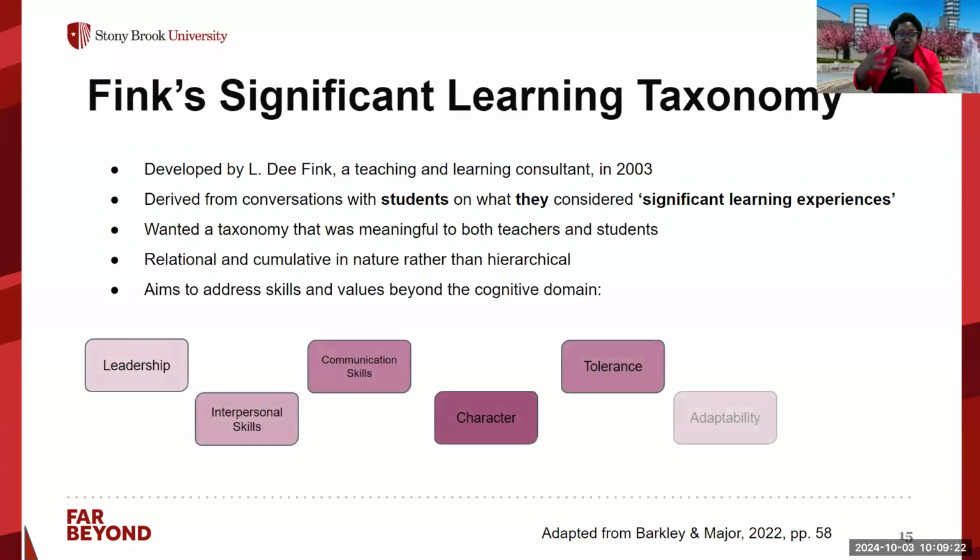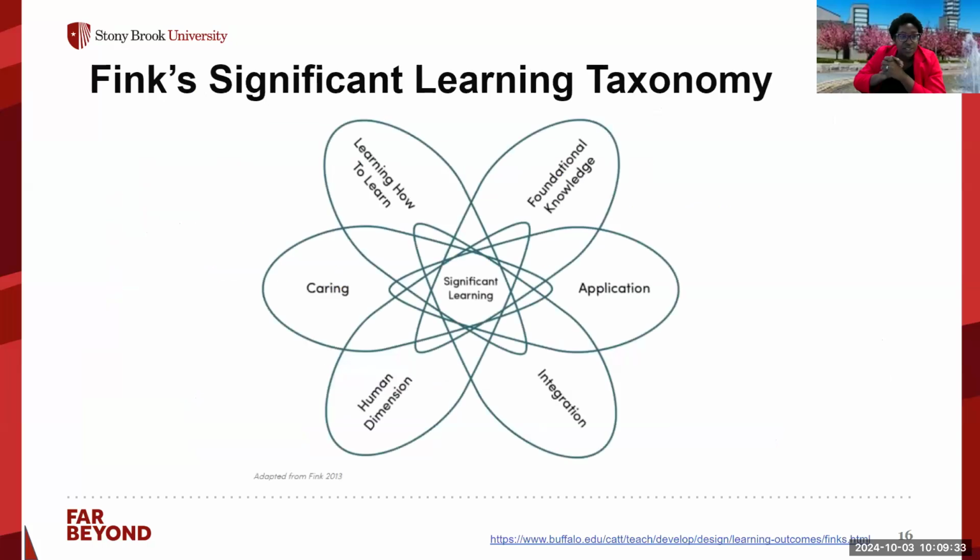Now, these are more soft skills that you're assessing, like leadership, interpersonal skills, communication, adaptability, but they all work together. So here goes that beautiful flower that I was talking about and the petals, and you see how they loop together and they really are relational.